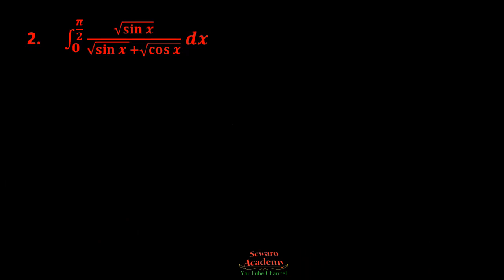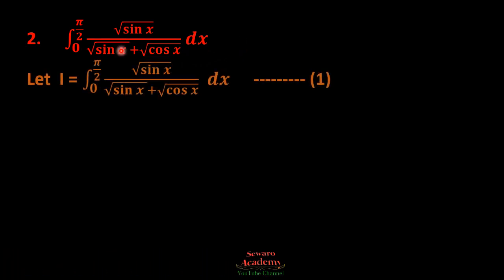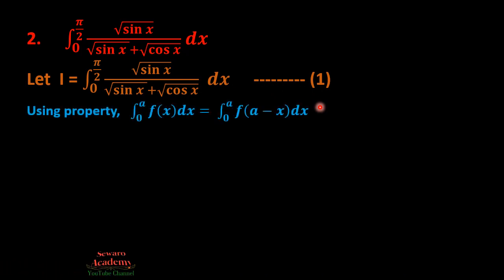Now let me solve question number 2. At first we represent this by I. So let I equal integration from 0 to pi by 2 of root sin x divided by root sin x plus root cos x dx, and let this be equation number 1. Here, as I have already told you, we are going to use the fourth property of definite integrals in this question. This is the fourth property. a is our upper limit, so instead of a, here we have pi by 2.